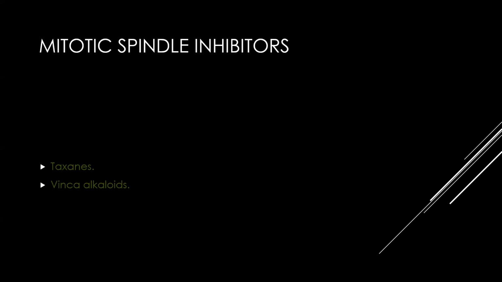Vinblastine is used to treat leukemia, breast cancer, and testes cancer. Vinorelbine is used to treat breast cancer and non-small cell lung cancer. And the one we have most commonly heard about in day-to-day life is colchicine.